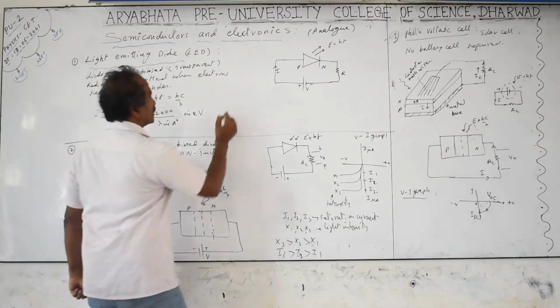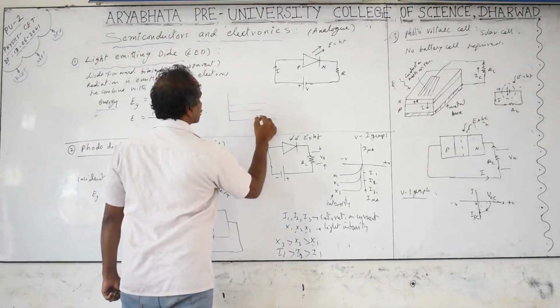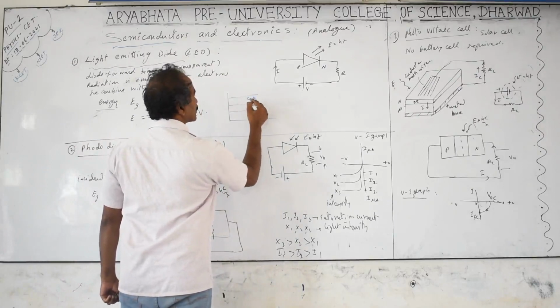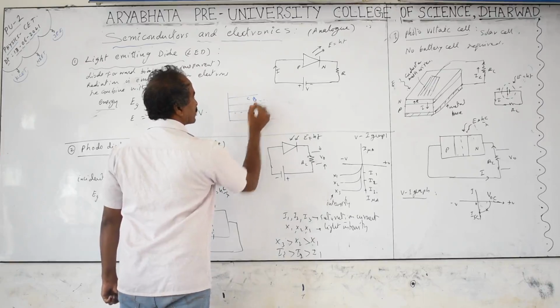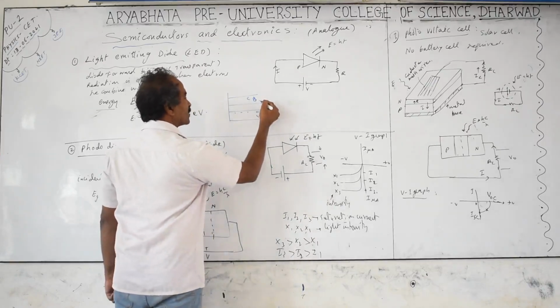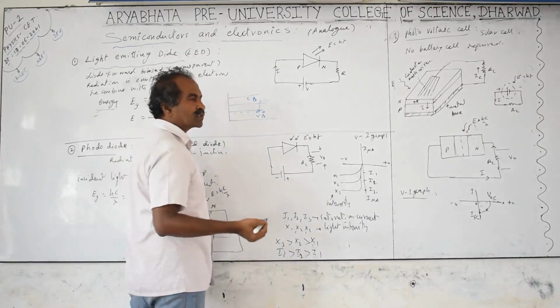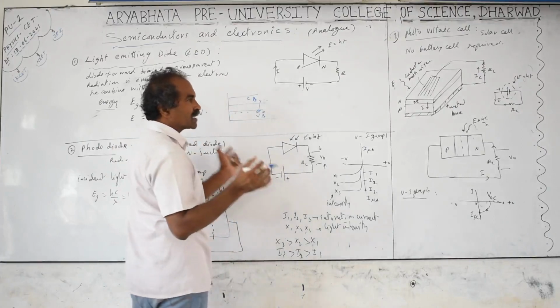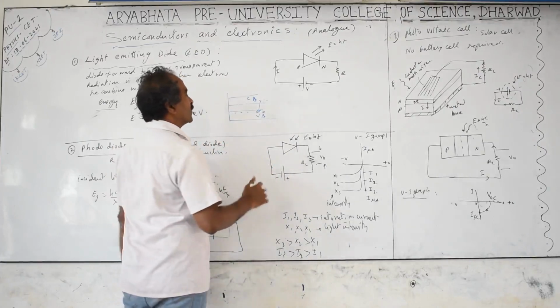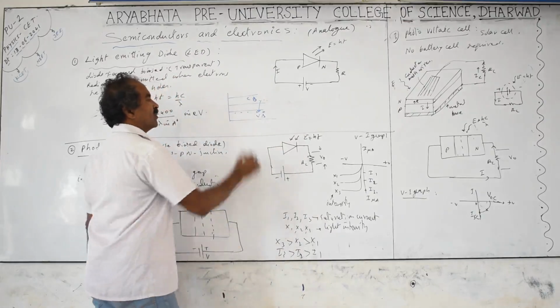In the energy band diagram, this is the valence band and this is the conduction band. Holes are present in the valence band, electrons in the conduction band, already conducting. When electrons jump back to the valence band, recombining with the holes, the broken, incomplete bonds are combined. How are we getting this? This is the p-type material, this is the n-type material. In n-type material electrons are present, in p-type material holes are present.